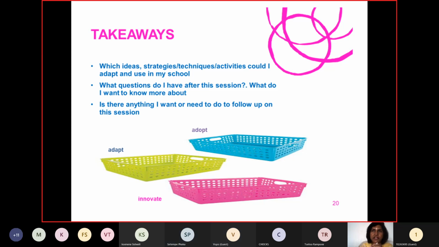That will be your takeaways from today's session, and think about how you're going to apply it in your school. Brilliant. Thank you so much. Can we hear from one more person? Thank you.